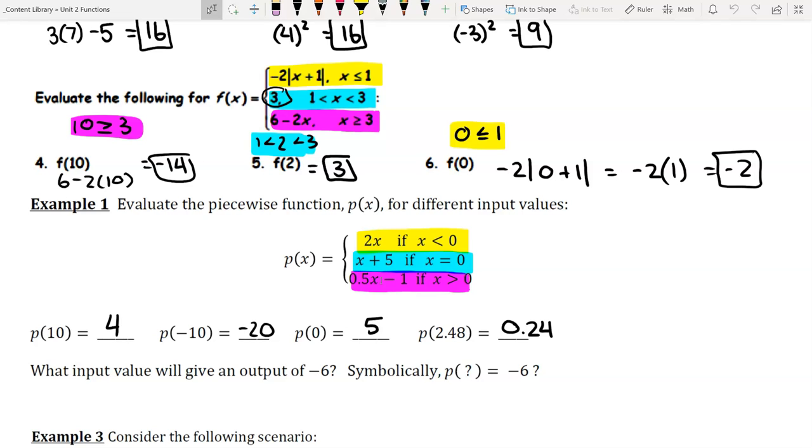I got my top, which has to be less than 0. Okay, anything less than 0, so we're looking at negatives. The middle, which is anything that's equal to 0. And then the bottom one, which is anything that's greater than 0.